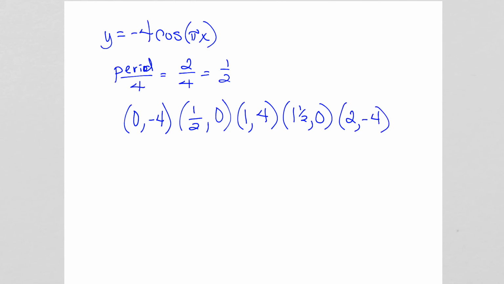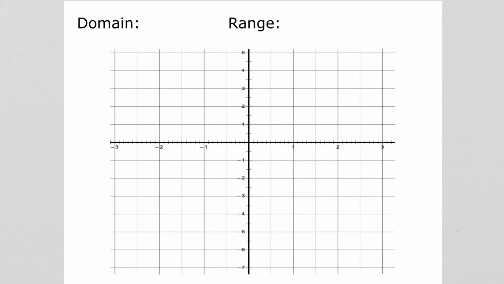So let's see. We've got 0, negative 4. Then 1/2, 0, 1, 4, 1 1/2, 0, and 2, negative 4. And then we're just repeating from there. But I think, yeah, let's go ahead and do that.